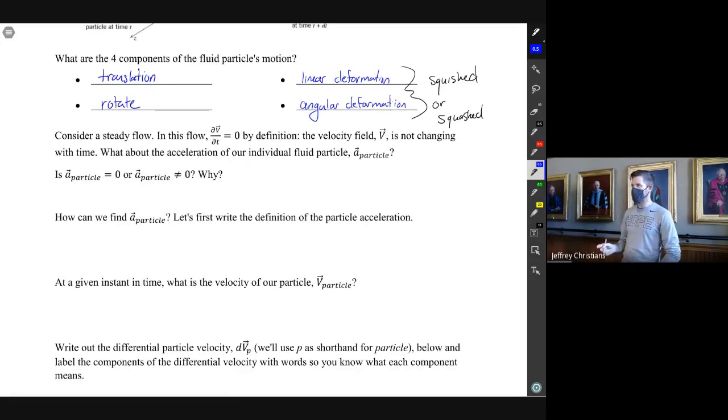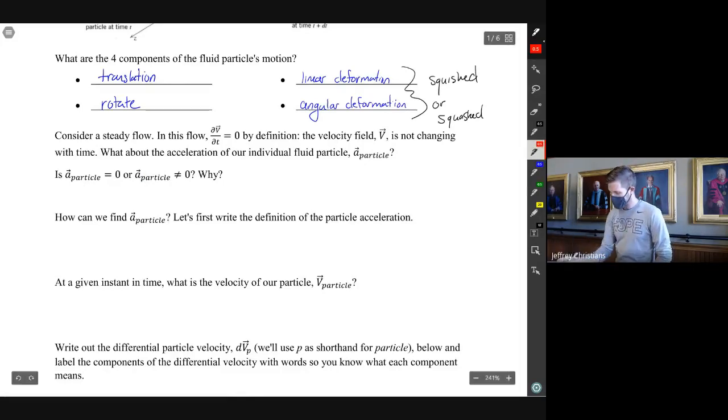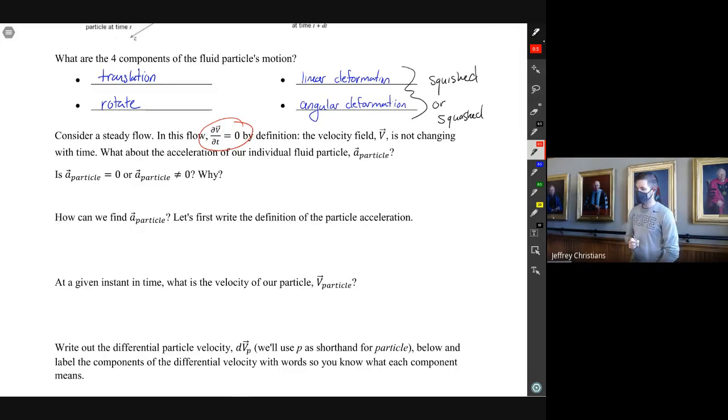So think about a steady state flow, which is most of the systems that we've talked about. A steady state flow, by definition, means the change in the velocity field with time is equal to 0. The velocity field's not changing with time. That's why we call it steady state. What about the acceleration of you as an individual fluid particle? Are you accelerating or are you not accelerating?